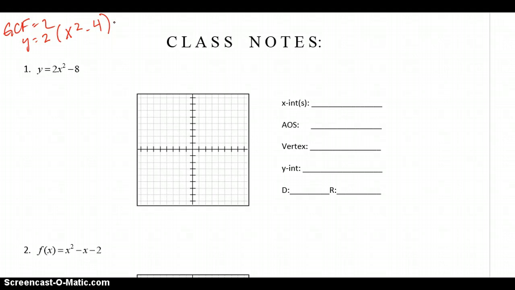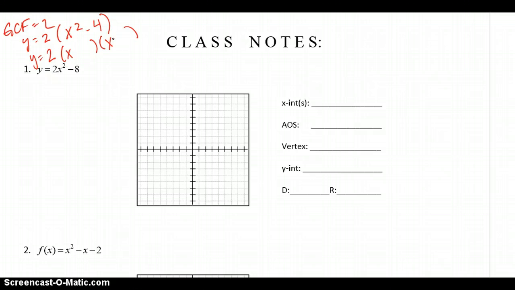But is this still factored completely? No. We can still try to factor it into 2 sets of parentheses. So that y equals 2, that all stays the same, but we want to put the x squared minus 4 into 2 sets of parentheses. So the first term in each of those has to be an x, so that I get x times x gives me x squared.